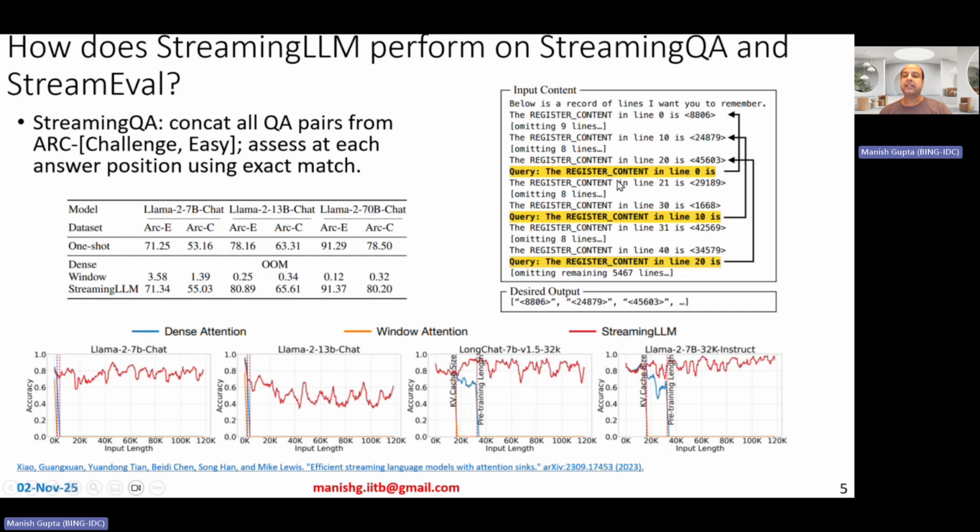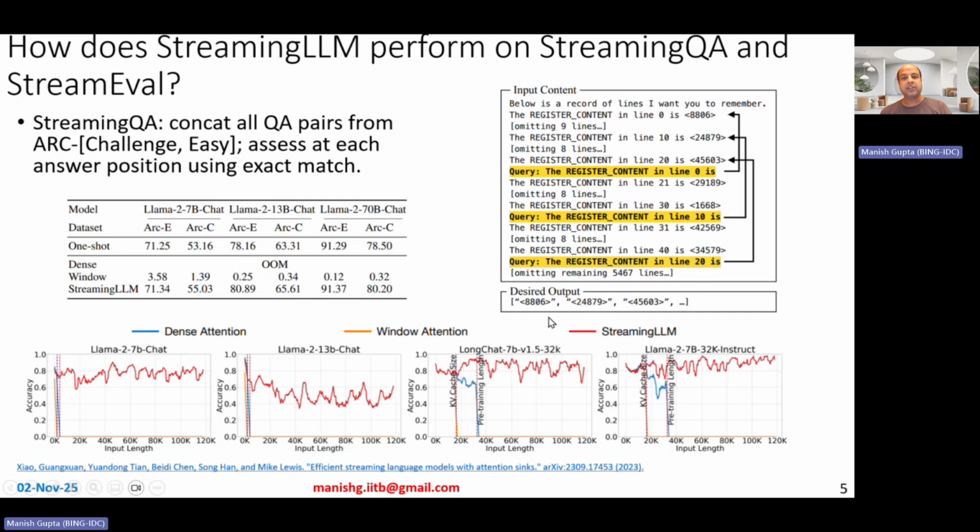Then you give 10 more lines and you ask the model to tell the content in the 10th line, which is again 20 lines back in time. After the 30th line, the 10th line is 20 lines back in time. Similarly, after 40 lines, you ask the content in the 20th line, which is 20 lines back in time, and so on. The model is supposed to remember what was the number which was mentioned 20 lines back in time, and this is the desired output.